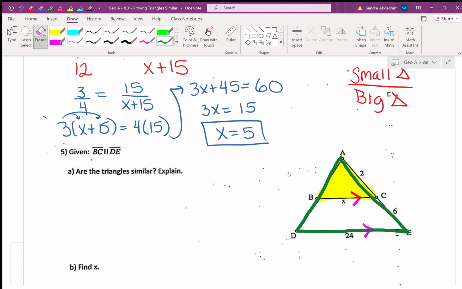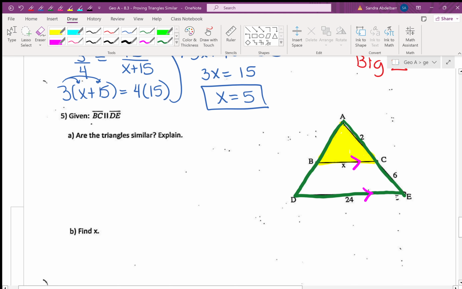I want to know, are these triangles similar? Well, using the parallel lines, right? Using the parallel lines, I can find an F. Do you all see that upside down F? And if the arms of the F are parallel, are the armpits congruent? Yeah, so I can call these angles 1 and 2. I can say angle 1 is congruent to angle 2.